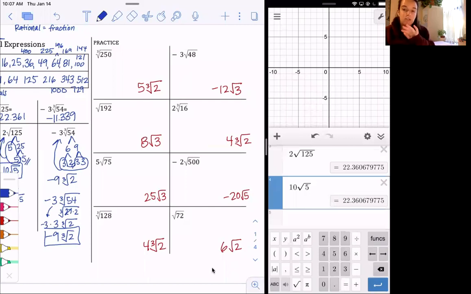I am going to send you into your breakout rooms right now to work on these questions for the next 5 minutes. And in 5 minutes, I'm going to pull you back at 10:13, and we'll go over any that we have questions on. I want you to work on these 8 questions in your breakout rooms.